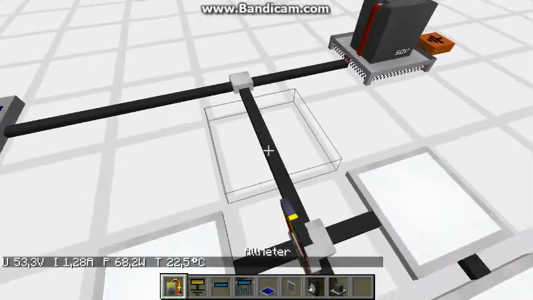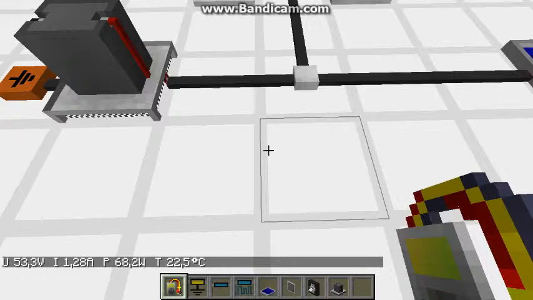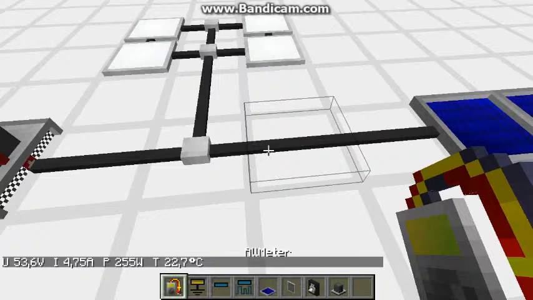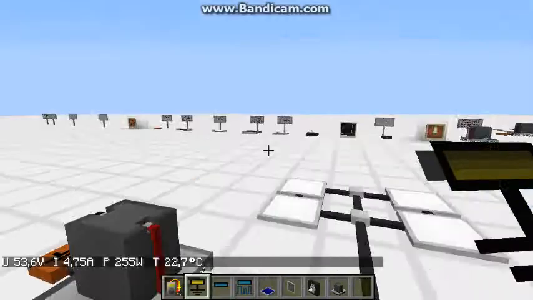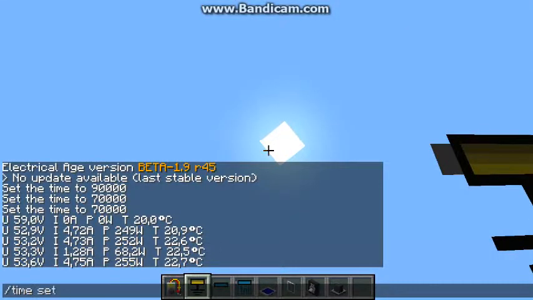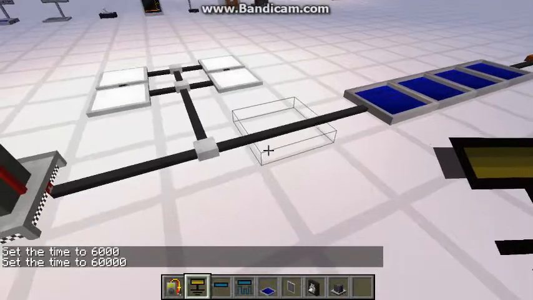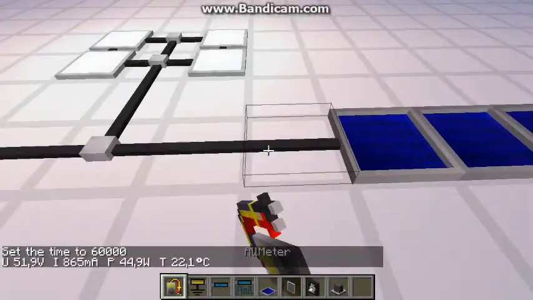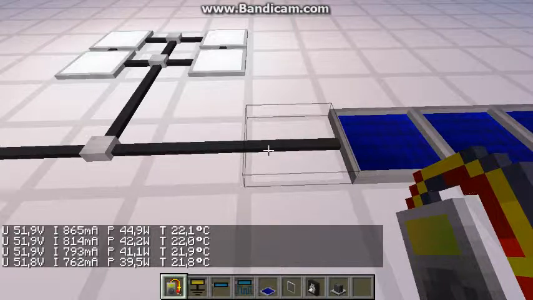Now, as we can see on the cable, the lights are using 68 watts, 1.28 amps, and we can see that it still produces more electricity than it's consuming, so the battery should be charging, which is correct. Now, if we change to, let's say, nighttime, no, not anymore. Yes, almost nighttime. It's almost not producing anything anymore.